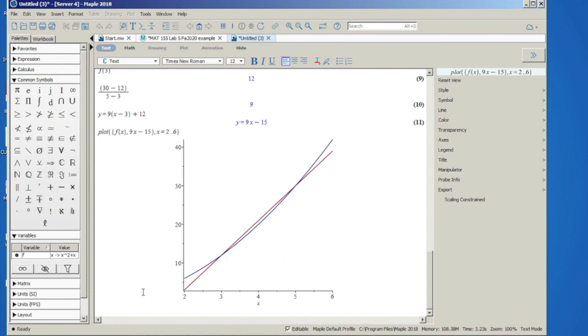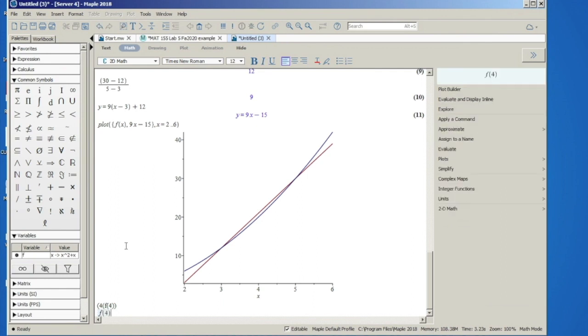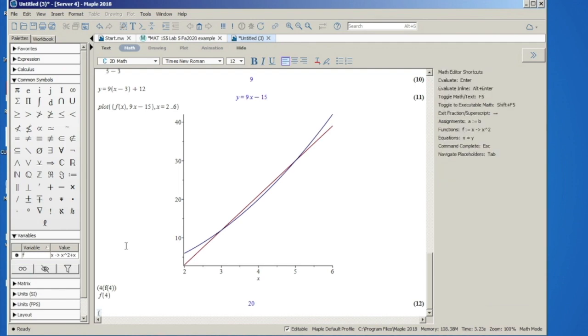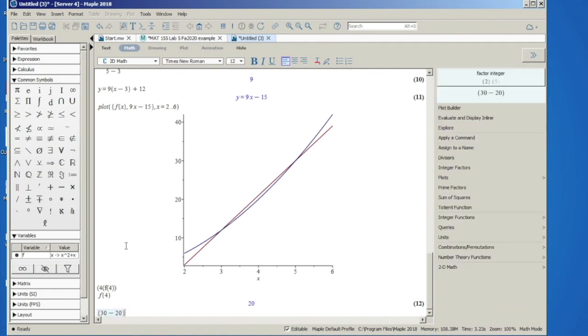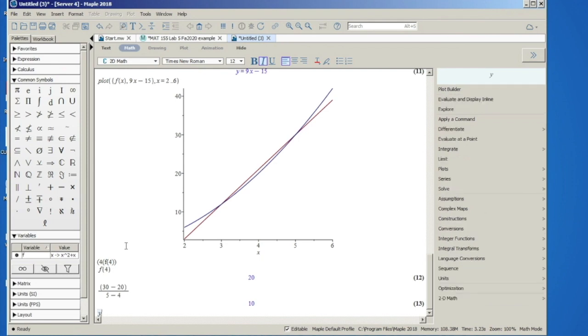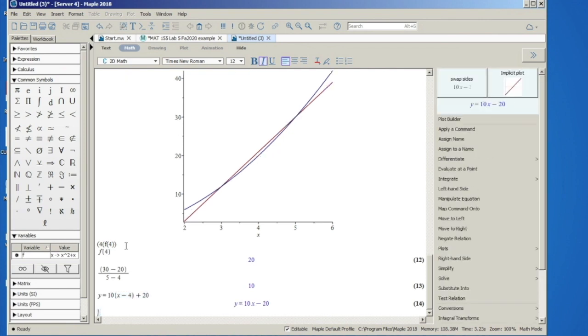So the next point that we're going to try is 4 and f of 4. Once more, we will evaluate what the value of f of 4 is in the original function. That happens to be 20. Then we'll find the slope. So the slope is going to be 30 minus 20 divided by 5 minus 4. And we get 10. So now we have that y equals 10 times x minus 4, plus 20. So we get 10x minus 20 as the equation of the line.